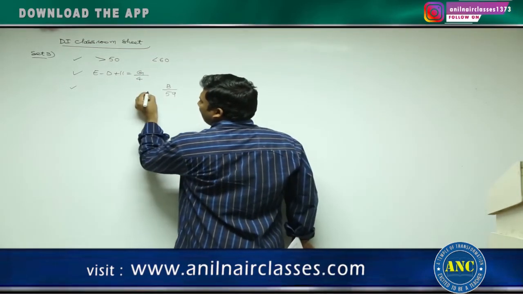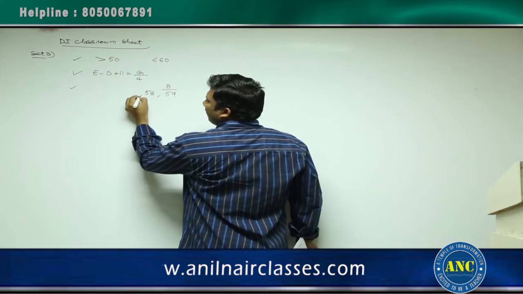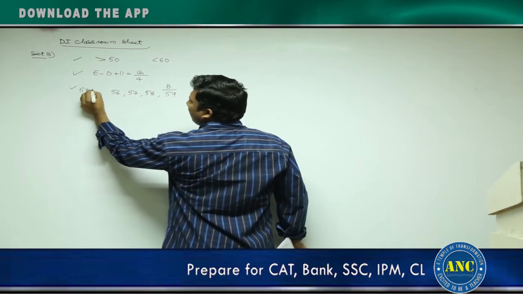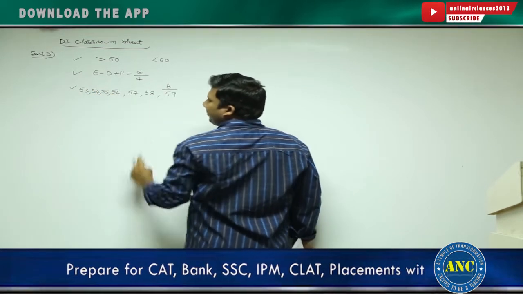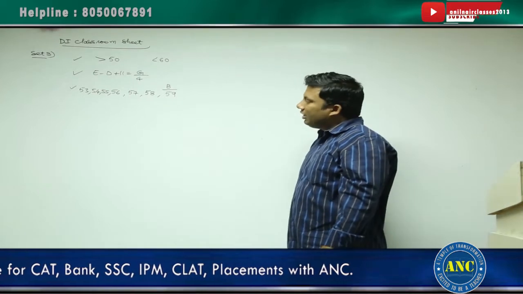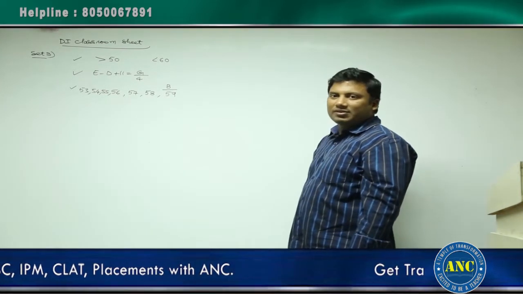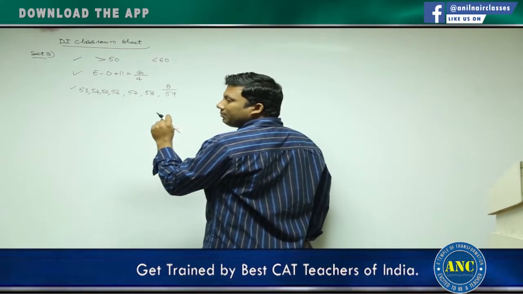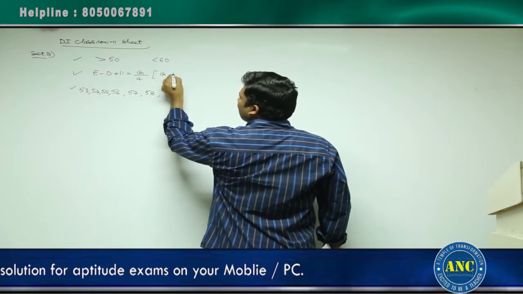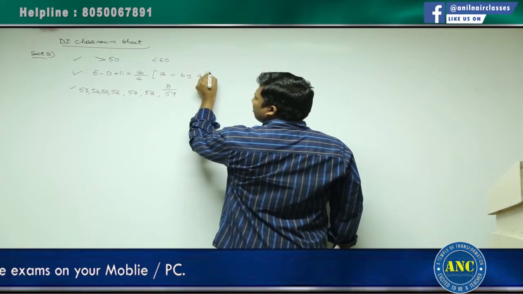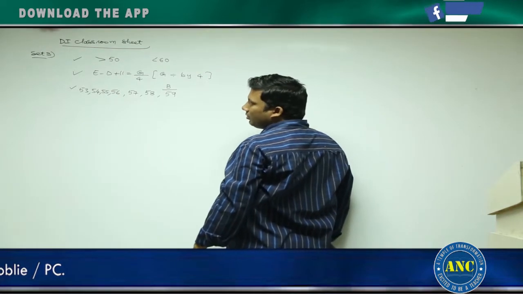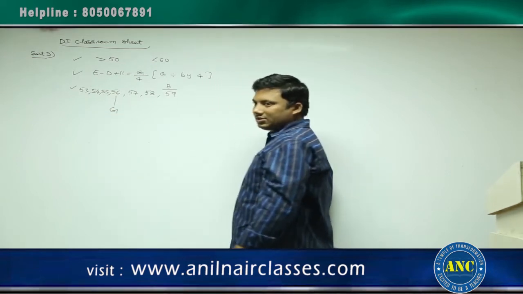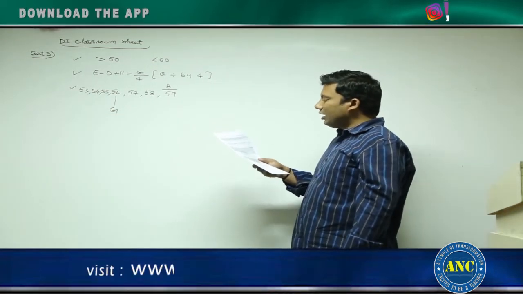There are 7 consecutive integers, so list all the other integers: 59, 58, 57, 56, 55, 54, 53. These are the 7 numbers. Now, the first statement says that E minus D plus 11 is divisible by G by 4. That means G should be divisible by 4, or G should be a multiple of 4. Only one possibility: G is 56. G is 56 and B is 59.